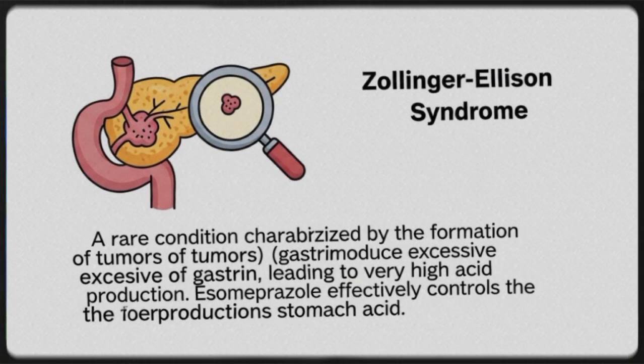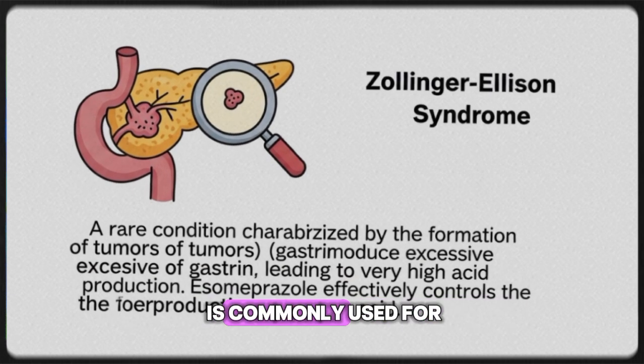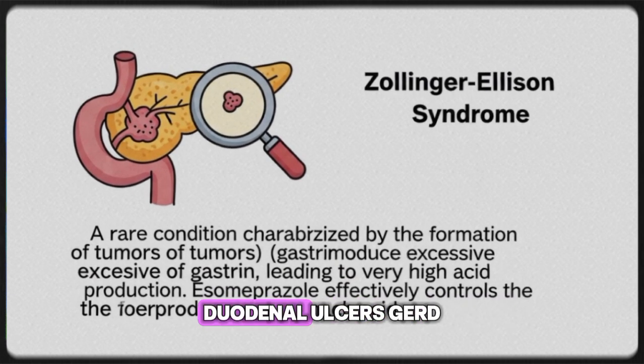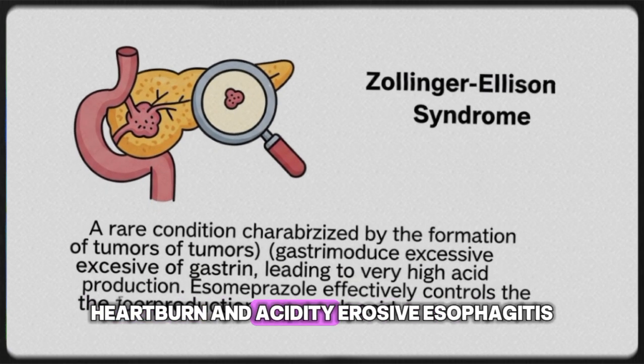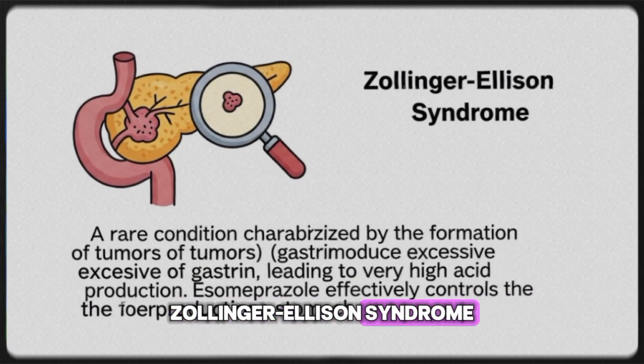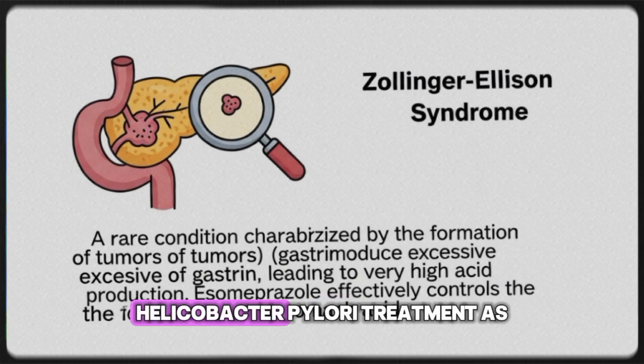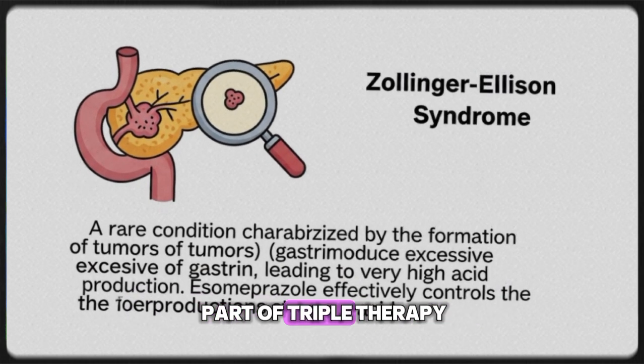2. Uses of esomeprazole. Esomeprazole is commonly used for gastric ulcers, duodenal ulcers, GERD, gastroesophageal reflux disease, heartburn and acidity, erosive esophagitis, Zollinger-Ellison syndrome, prevention of ulcers caused by NSAIDs, Helicobacter pylori treatment, as part of triple therapy.